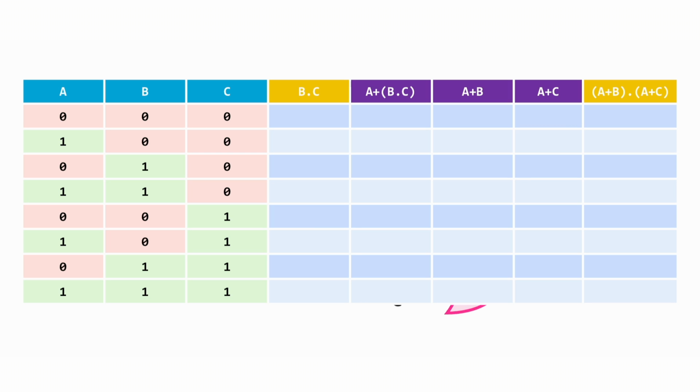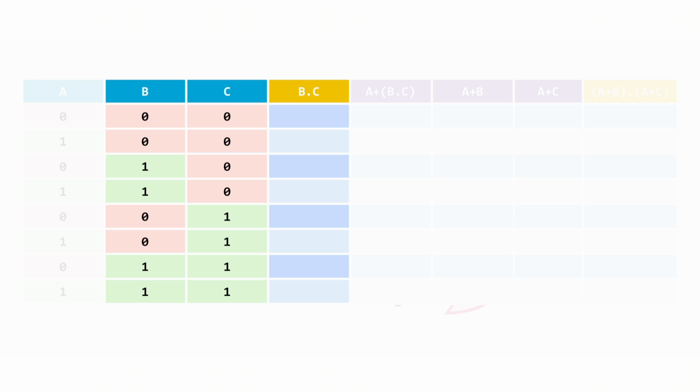Starting with B and C. So let's hide the columns we don't need. Remember, if you need to do this in an exam situation, then I'd really suggest that you do hide them, maybe with your hand or a piece of paper, as it's very easy to go wrong when you're constantly writing ones and zeros. So, B and C gives a 1 when both B and C are 1. Anything else is going to produce a 0.